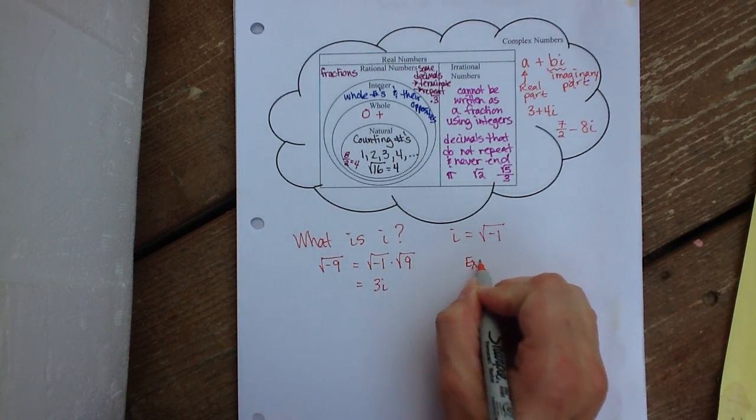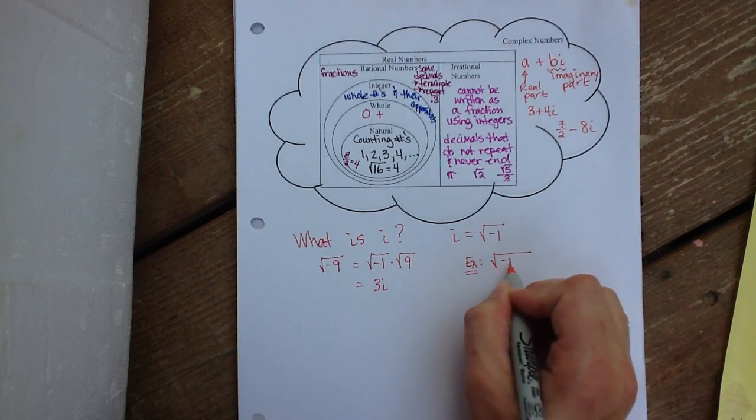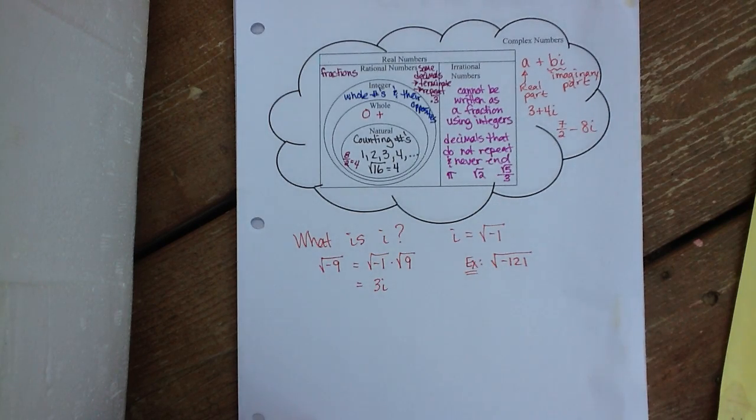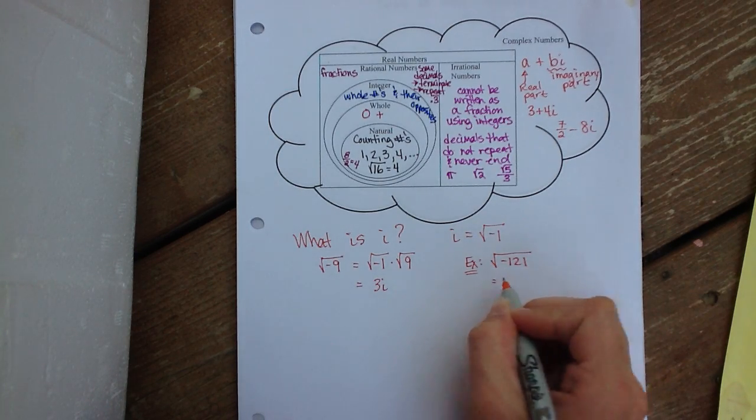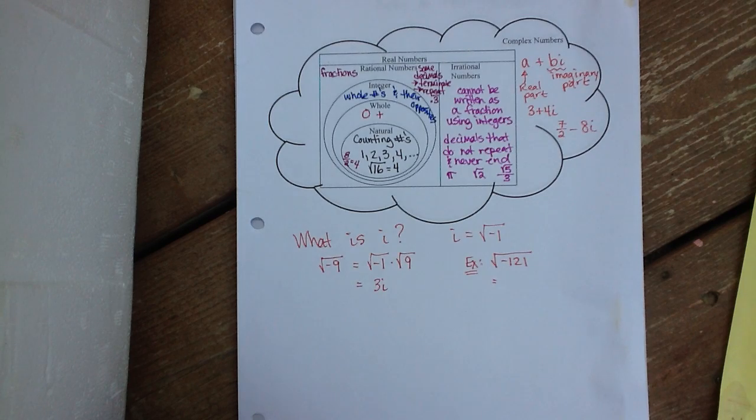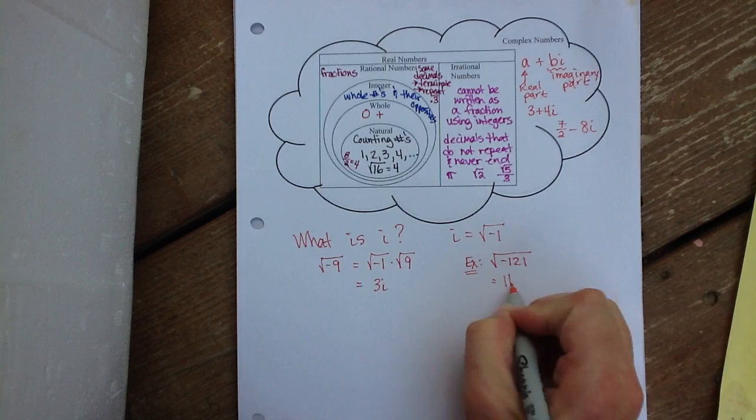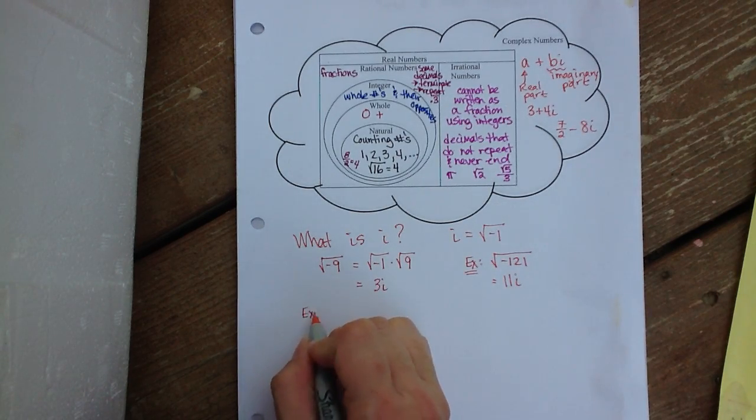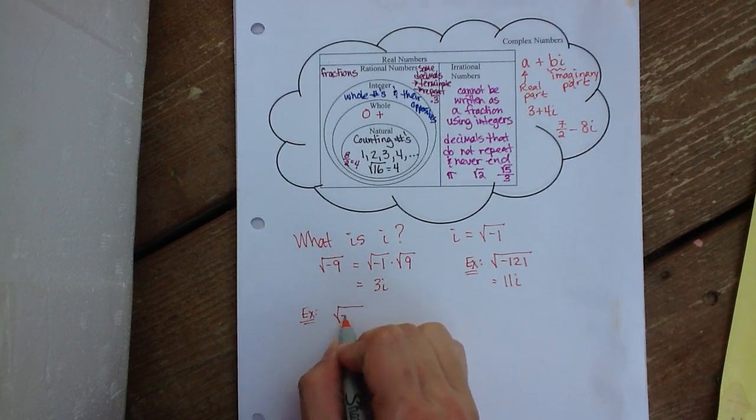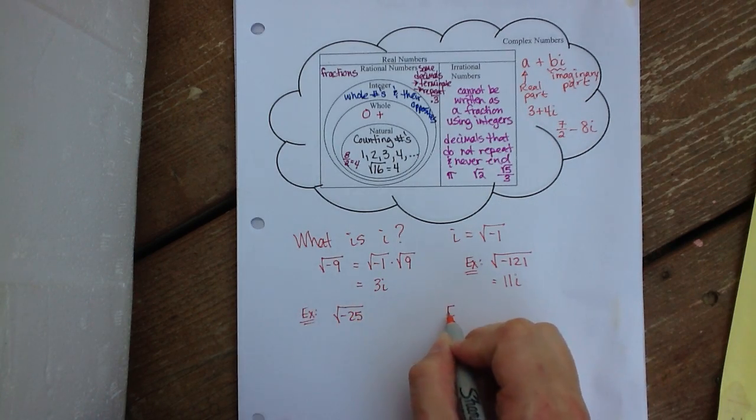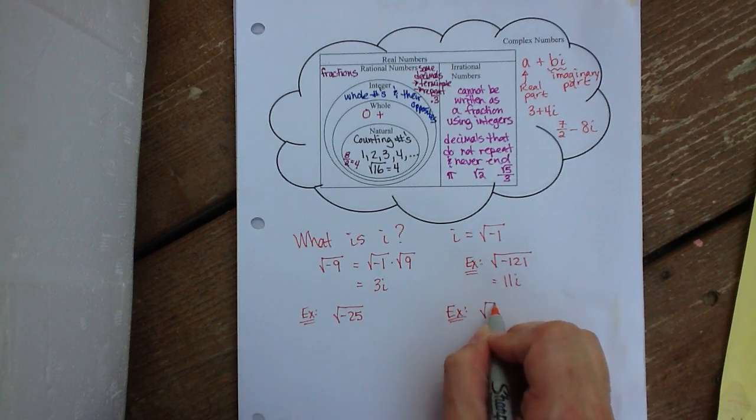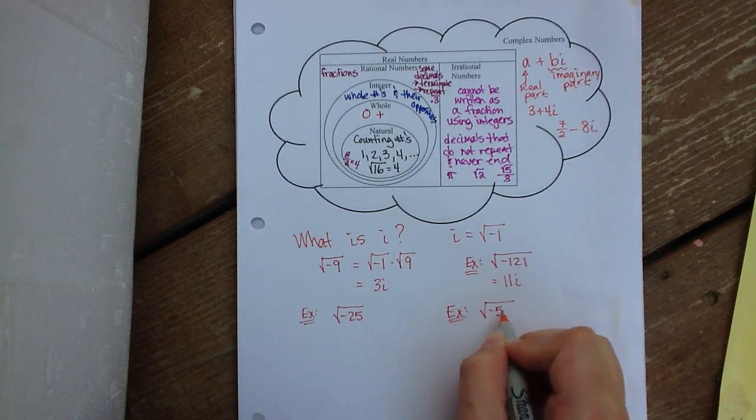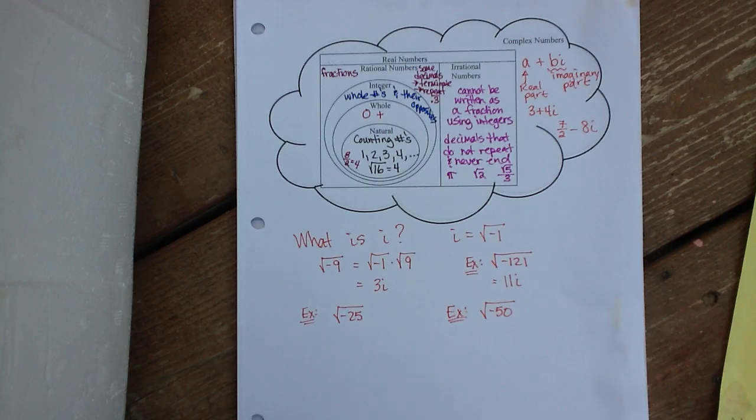Here is another example. The square root of -121. Since we know the square root of 121 is 11, and we have a negative under there, we can simplify this to 11i. Here's another one. What about the square root of -25? I'm going to do another example here in a second that involves the square root of -50. Those two are going to be related.